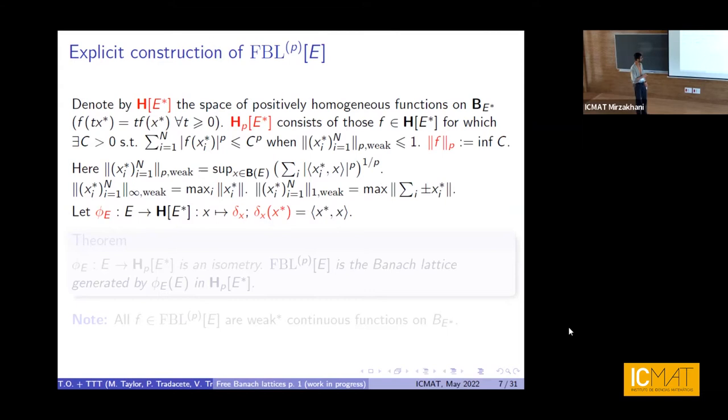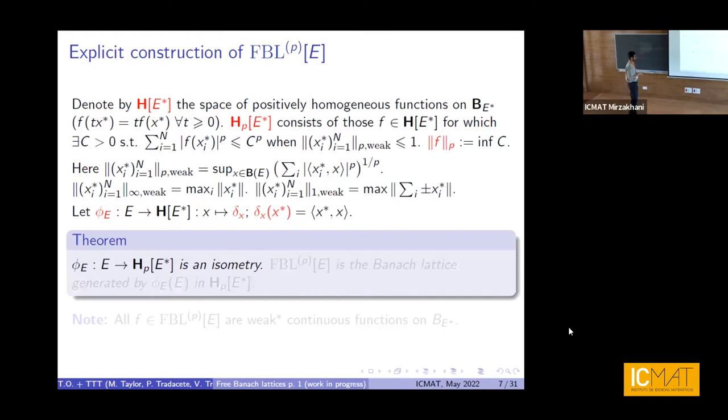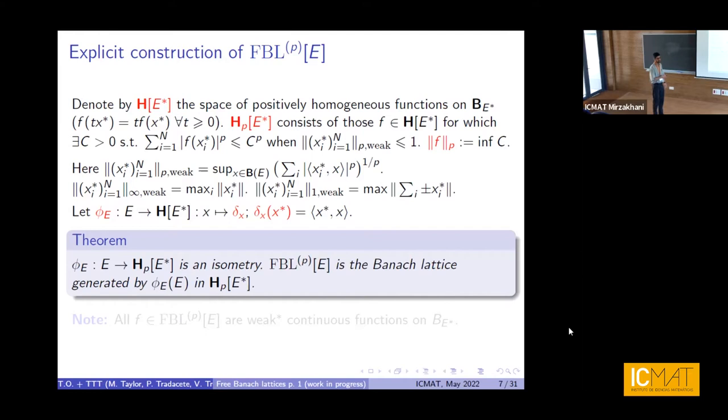Now we can define an embedding from E into H of E star. We map an element x of E into an evaluation function. So what is it? The value of this function delta x at the point x star is just the dual action of x star onto x. And the main theorem here is that, first of all, this map from E into H_p of E star is an isometry. And if you look at the Banach lattice generated by E under this action of phi sub E, then this is the free p-convex Banach lattice.